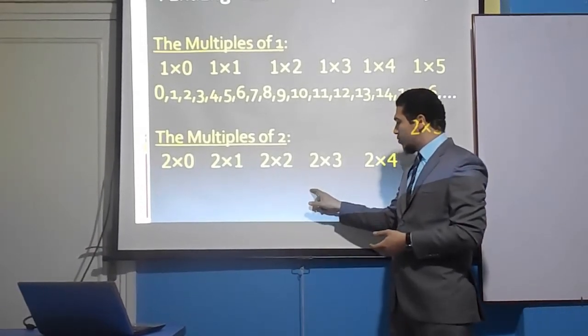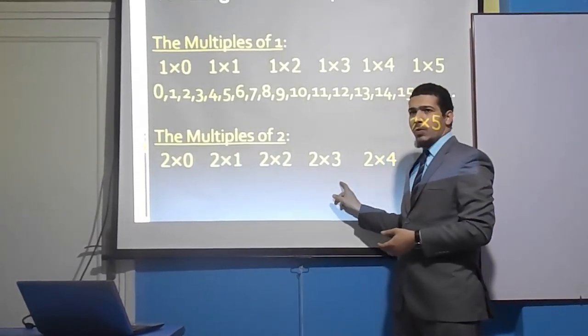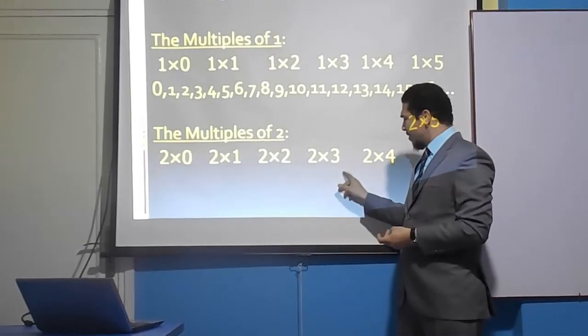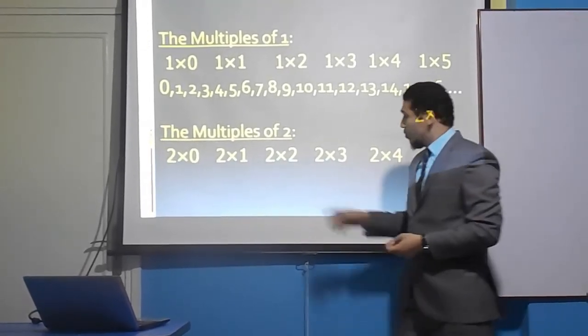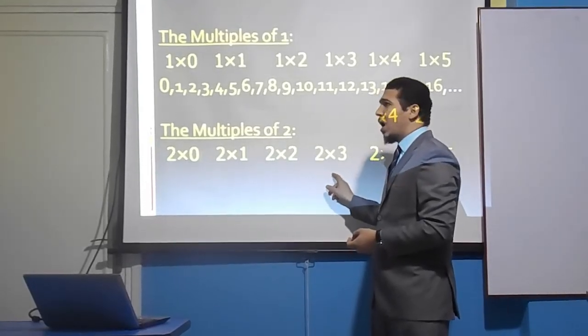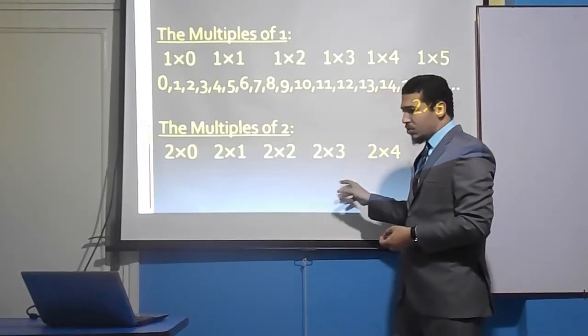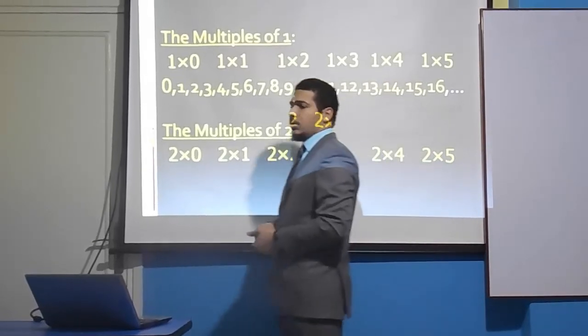We can do 2 times 8 equals 16, 2 times 9 equals 18, and so on. 2 times 100 equals 200. The product 200 is a multiple of 2.